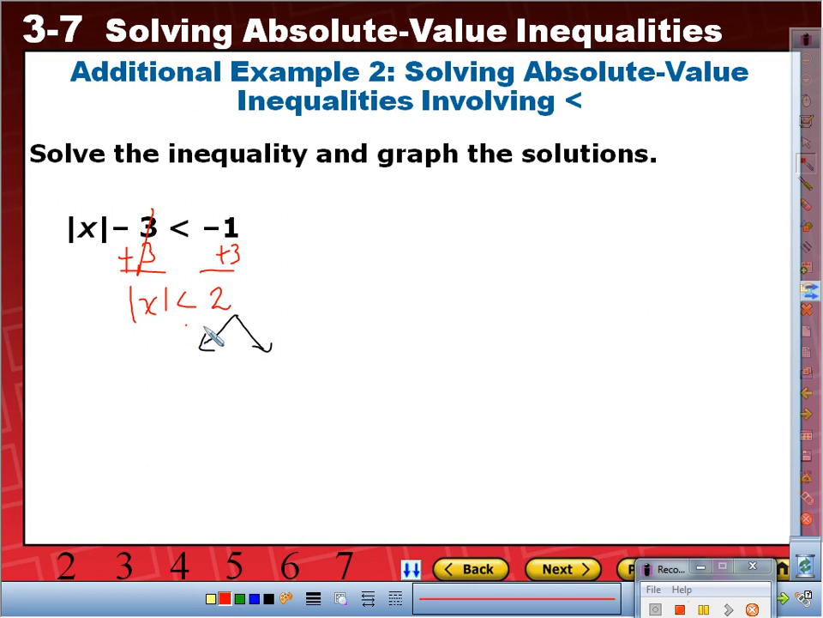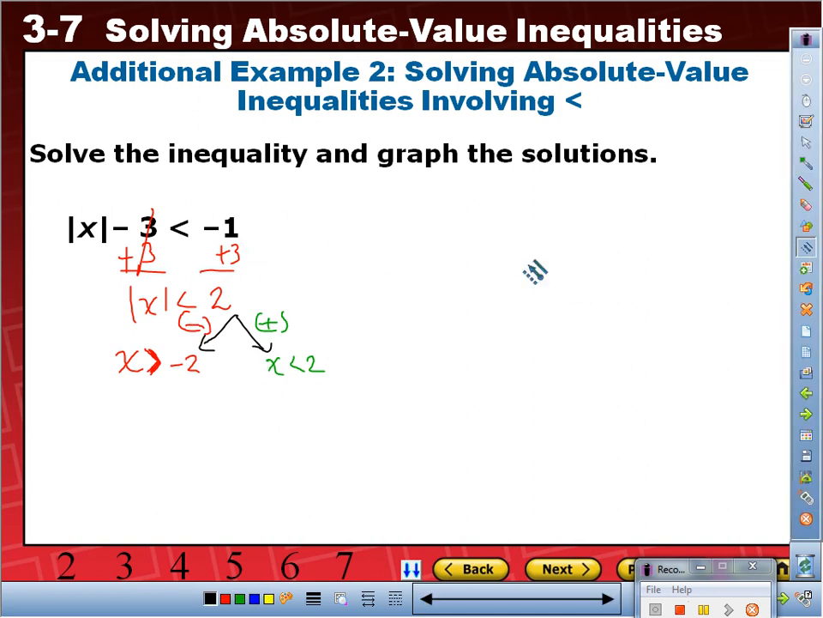I'm going to write this one in red, the one for the negative. So 2 times the negative, that's negative 2. And if we multiply times the negative, what happens? We flip the inequality symbol. And what's inside the absolute value? X. Okay, and over here I'm going to write a plus, and it pretty much stays the same, x less than 2, but without the absolute value. Okay, simplify, isolate, plot.